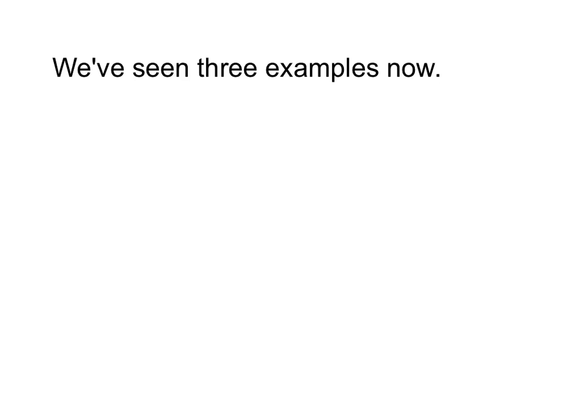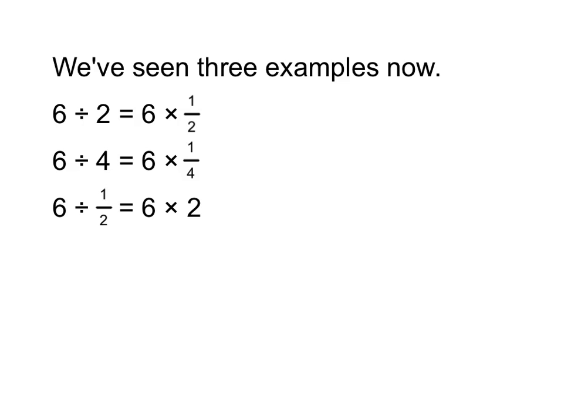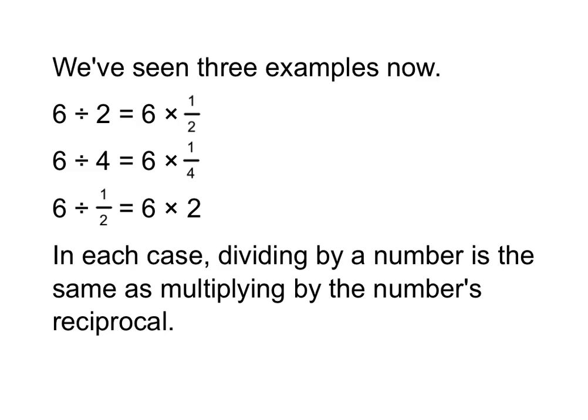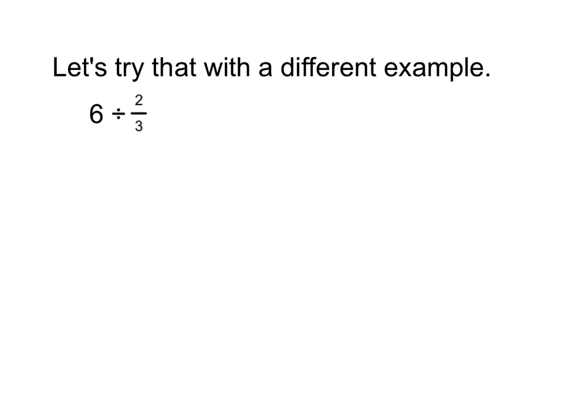So we've seen 3 examples now. 6 divided by 2 is the same as 6 times 1/2. 6 divided by 4 is the same as 6 times 1/4. 6 divided by 1/2 is the same as 6 times 2. In each case, dividing by the number is the same thing as multiplying by the number's reciprocal. And that's going to give us a convenient way to divide, especially when we're dealing with fractions.